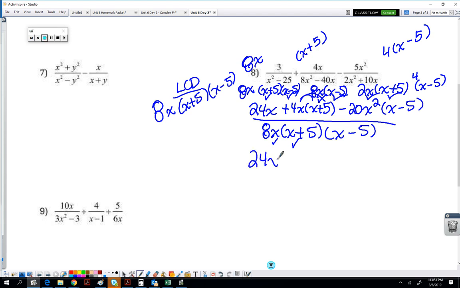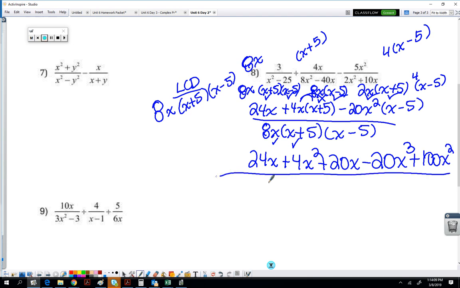So I got 24x plus 4x squared plus 20x minus 20x to the third plus 100x squared. Wow, that's a lot. And I know you know what to do next is to combine like terms. Make sure it's in standard form. So I start with my x to the third first. So negative 20x to the third.